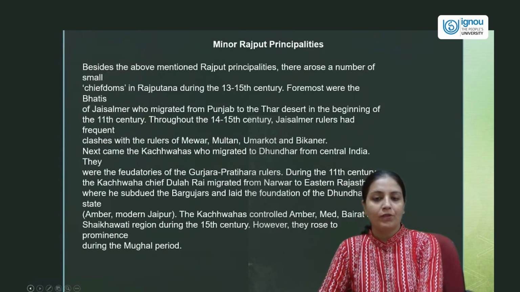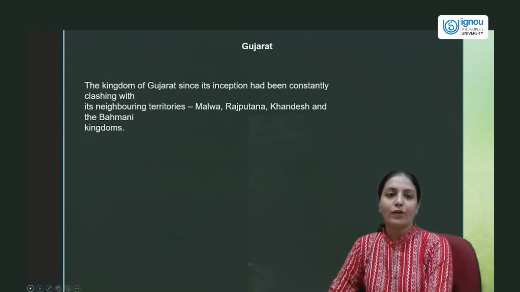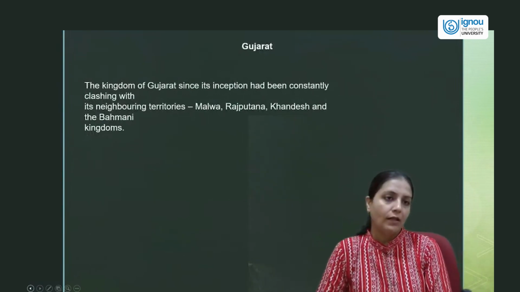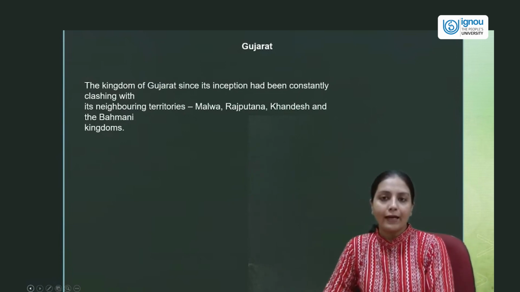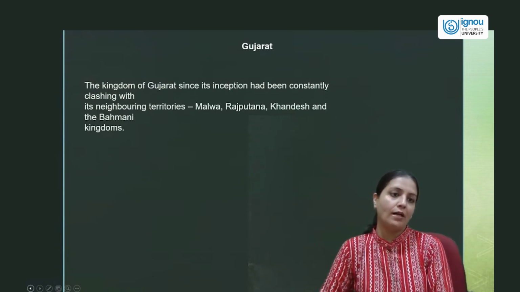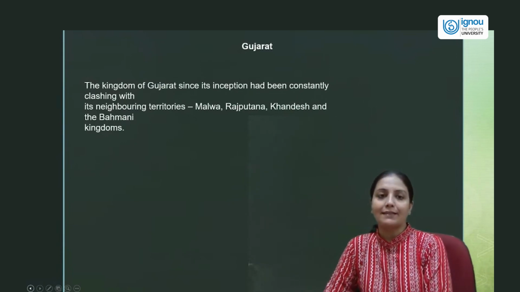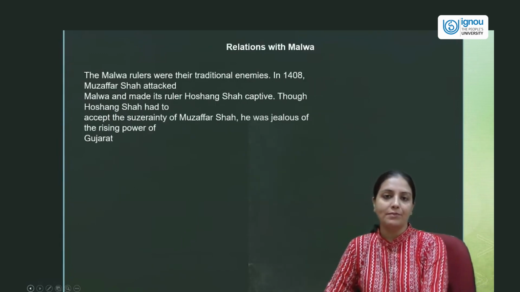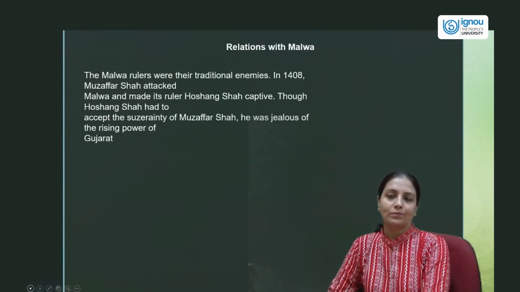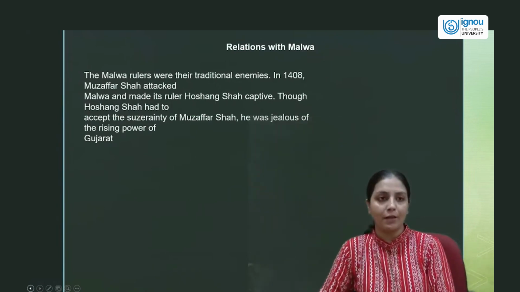However, they rose to prominence during the Mughal period at that time. Next, we are going to study about Gujarat. The kingdom of Gujarat, since its inception, had been constantly chasing with its neighboring territories, just like Malwa, Rajputana, Khandesh, and Bahmani kingdoms. And their relations with Malwa, now we are going to study about this.